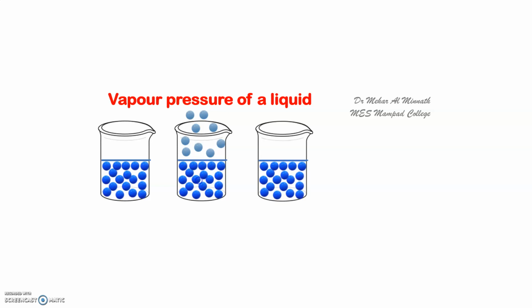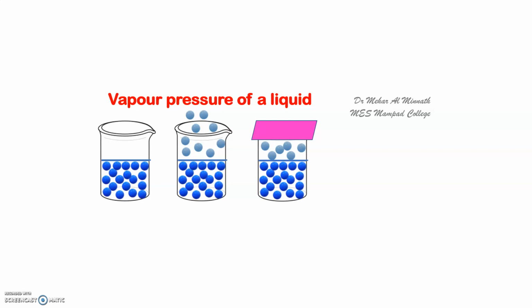Now if you take a closed container, these molecules which are in the gaseous phase will remain above the liquid phase. After some time, for every molecule of the liquid which goes into the gaseous phase, there will be one molecule which comes to the liquid phase. So that means the gaseous phase and the liquid phase reach an equilibrium. At this stage, the molecules in the vapor phase will exert a pressure on the liquid phase, and that pressure is called the vapor pressure of that liquid.